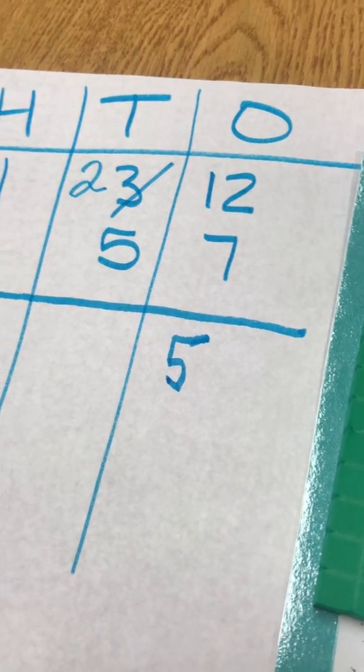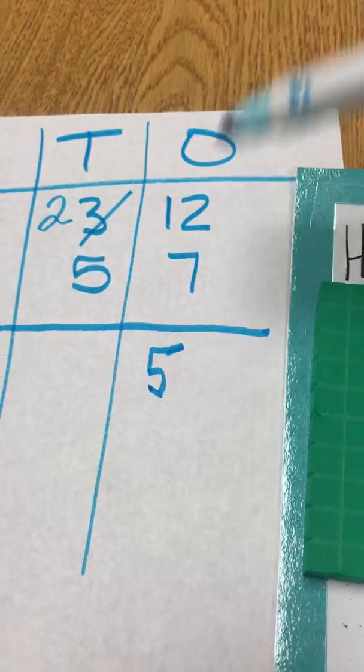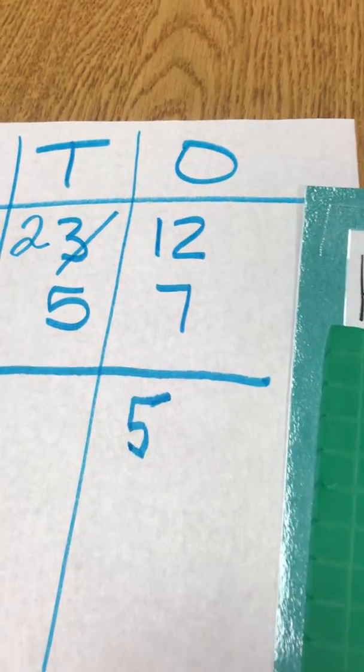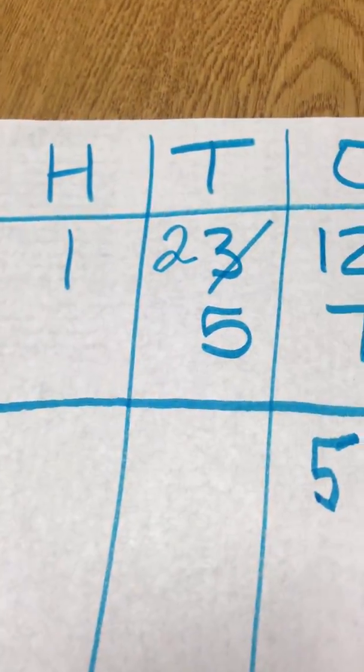Oops, so sorry about that 5, not the best 5. All right, so boys and girls, we now have done the ones place. We're completed with the ones place, sorry. Now let's move on to the tens place.